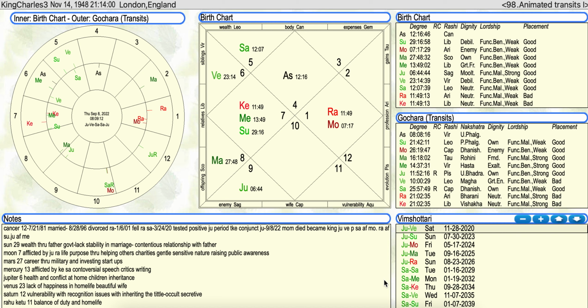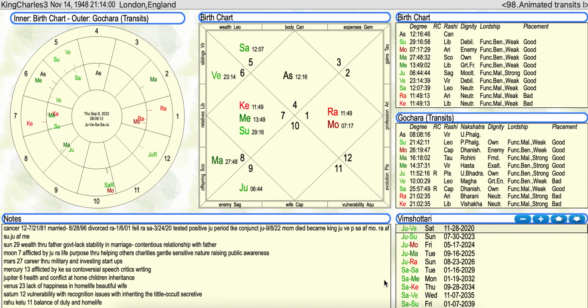If you look at the chart on the left, the inner circle is where the planets were when he was born, and the outer circle is where the planets were on that particular day, September 8th, 2022. You can see in the house of relationships, Saturn is totally afflicting Moon. Moon represents mother, Saturn represents death-like experiences, and also inheritance at that point, inheriting the throne.